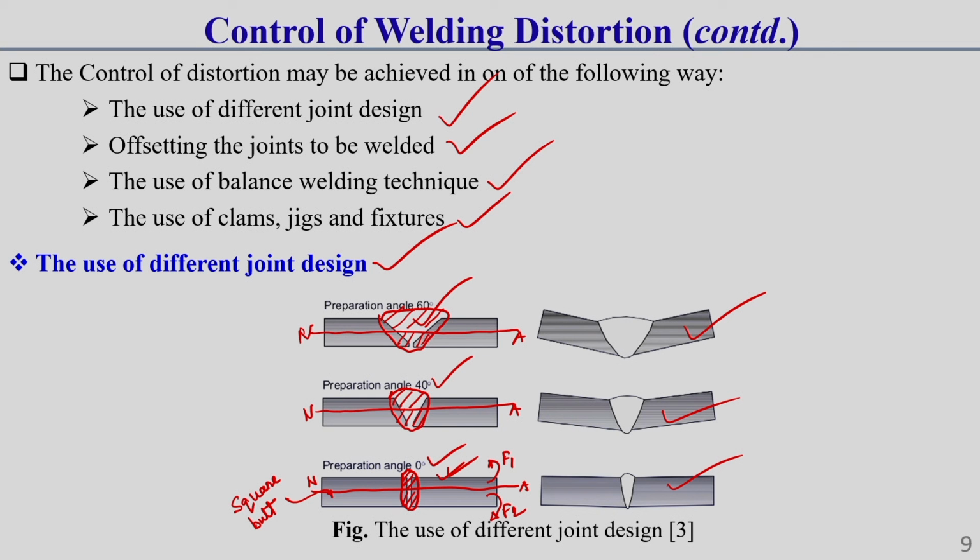So, in the next lecture I will start from here. There I will discuss in detail offsetting the joint to be welded, the use of balanced welding technique, the use of clamps, jigs and fixtures, and apart from this, some other techniques which are commonly used to control distortion.